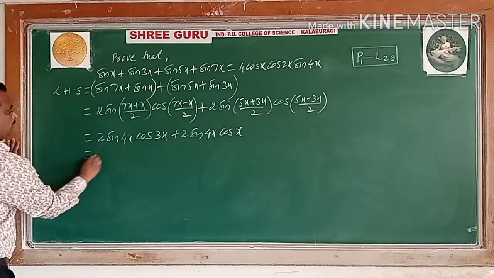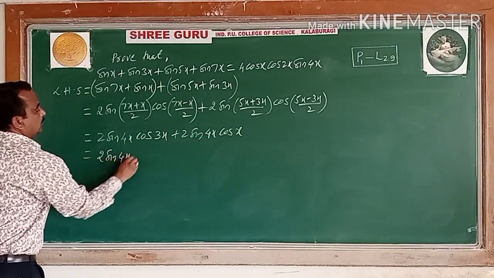So what is the common term here? 2 sin 4x you will get. What remains?